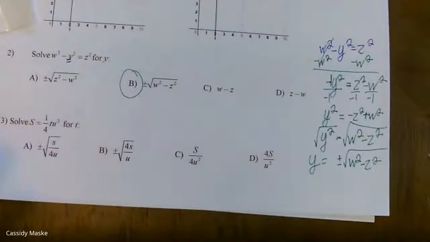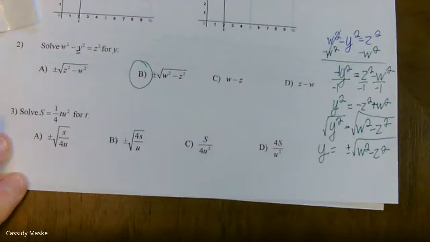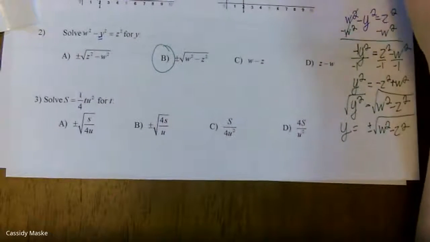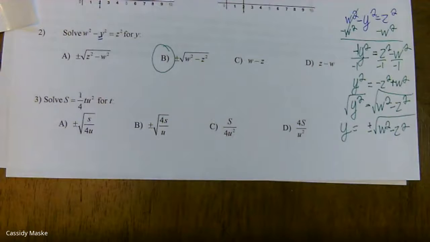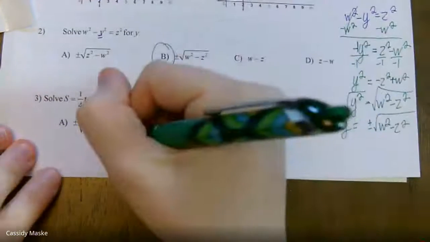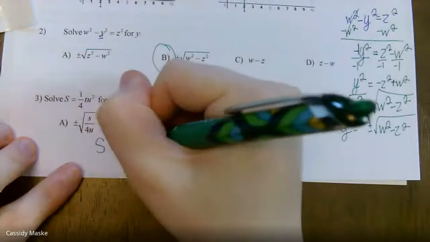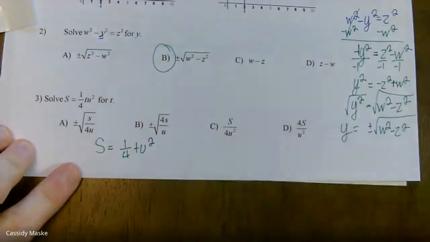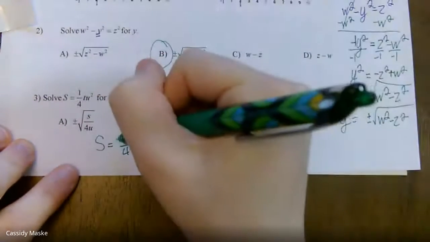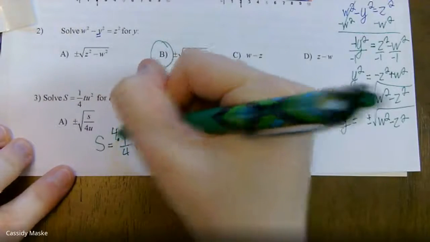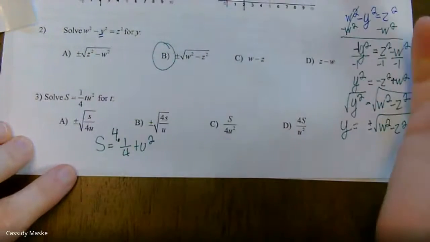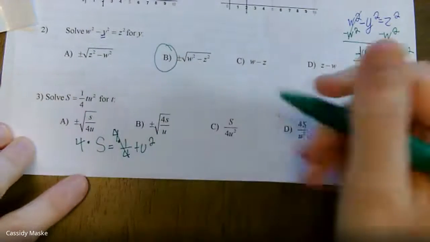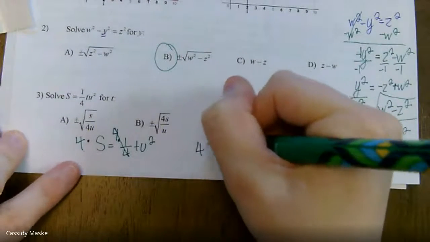Okay. All right. Next one says solve S equals 1/4 TU squared. So we're just solving for T. Some people don't like these kinds because of the fraction, but don't freak out when you see a fraction. Fractions are pretty easy. All you do is multiply by the reciprocal to get rid of it. The reciprocal of 1/4 is just 4/1, or 4. And that gets rid of it. So that's what you always want to start out doing, getting rid of that fraction.